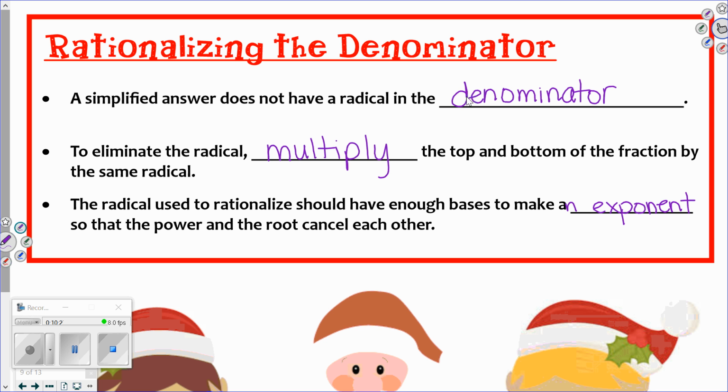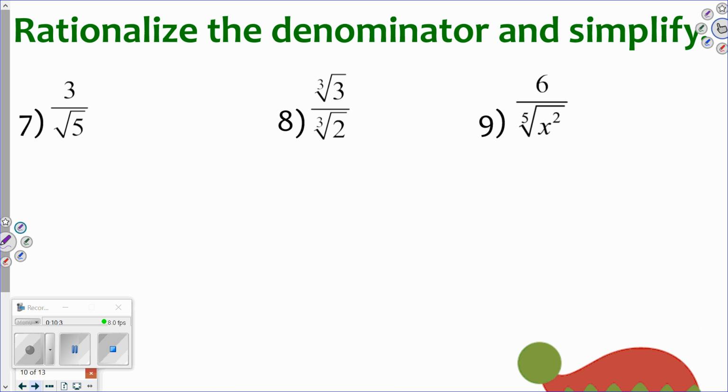All right, now this is where people fall apart, is that last part right there. And it's because basic math is hard. That's why. All right, so we're going to start nice and slow. Number 7, rationalize the denominator and simplify. Now that's a square root. So think back, how did you rationalize when that was a square root? You multiply top and bottom by square root of 5.